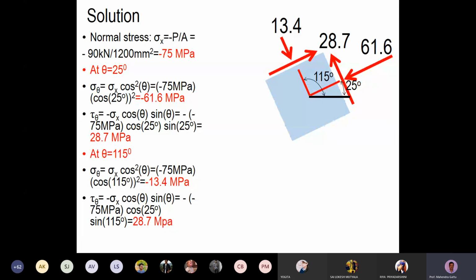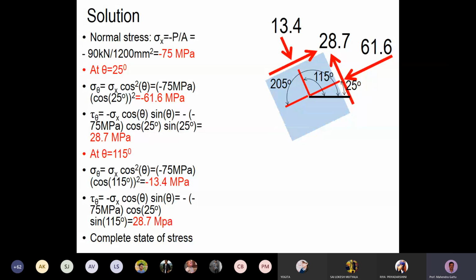Now we can do a similar analysis for this phase. So the normal to this phase will be 115 plus 90. 115 plus 90 is 205, and we can get these values here. And for this phase it will be 275 or minus 25. So you can put theta is minus 25 and get the stresses here. So you can apply the formula and get the answers. You can do it in another way also.